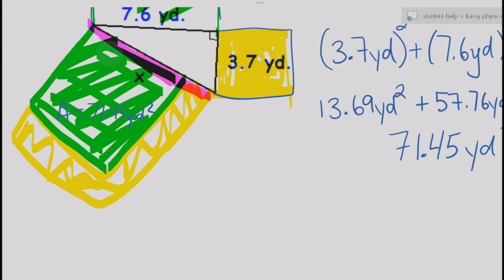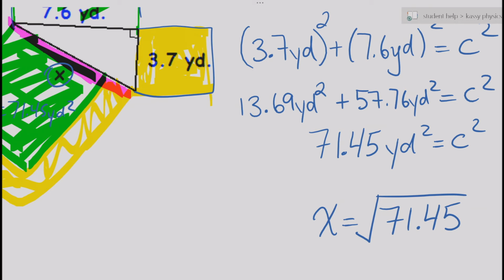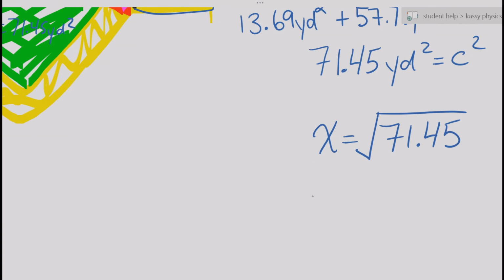So we have to unsquare this. So to get our side, which I guess is called x, it's going to be the square root of that. The square root of 71.45. And when we take the square root of 71.45, we get 8.452810. I'm just going to round that to the nearest 8.5 yards.